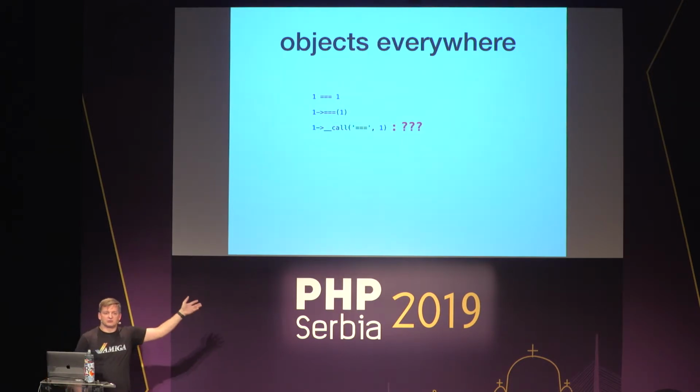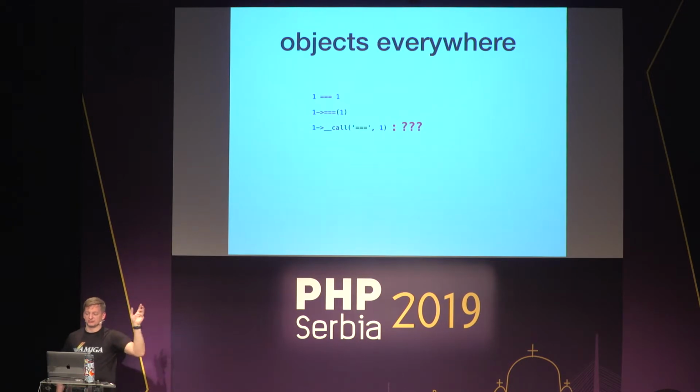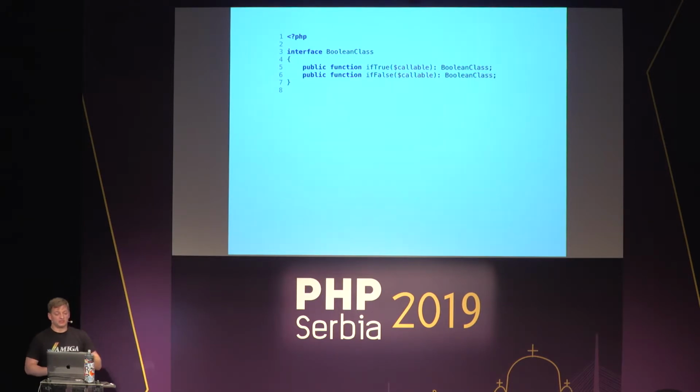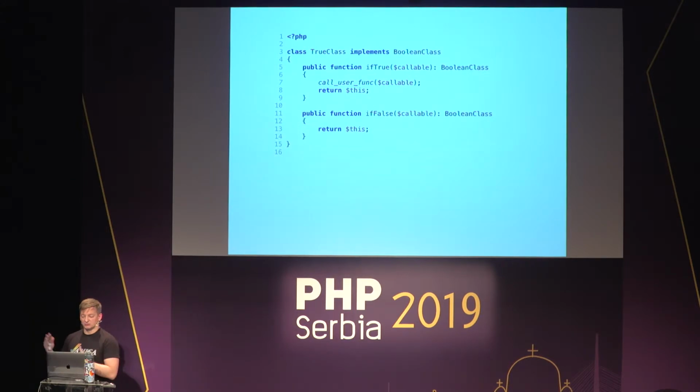Right? That's the big question. That's why Smalltalk is special. And Smalltalk is returning something that is called Boolean class. And if we would implement something like this in PHP, it would look like this. We would have an interface, Boolean class, with 2 methods. The first one is if true, and the second one is if false. And if we would implement the interface, we would implement true class, and we would implement the if true method, and execute the closure that is given to us. And if false, we would implement like, don't do anything.